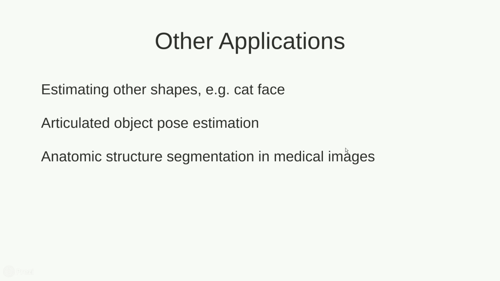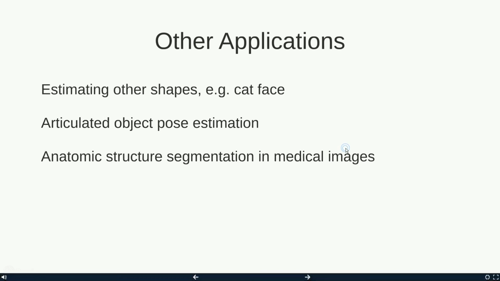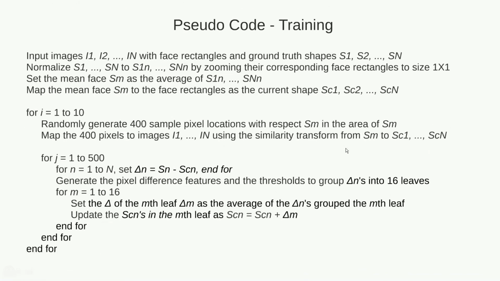Now, this method can also have other applications. For example, it doesn't have to estimate the shape of a human face, but it can be other shapes, for example, a cat's face. Or we can train the model with different orientations of an articulated object and use this method to estimate its pose. It also can be used to segment anatomic structure in medical images. So this is the pseudocode for the training stage. You can pause and have a look.